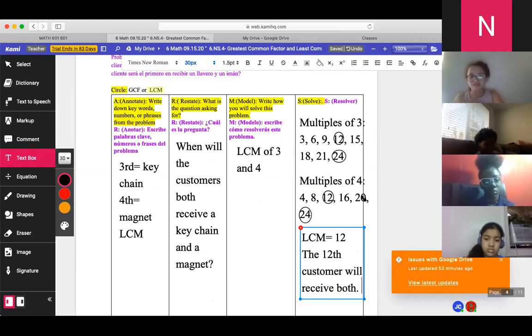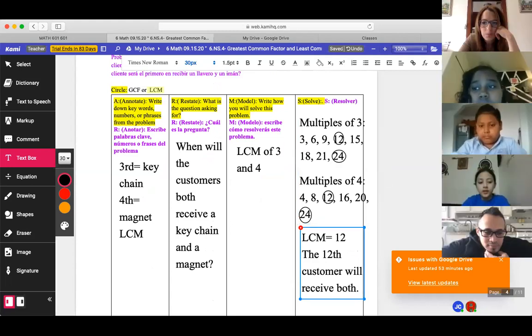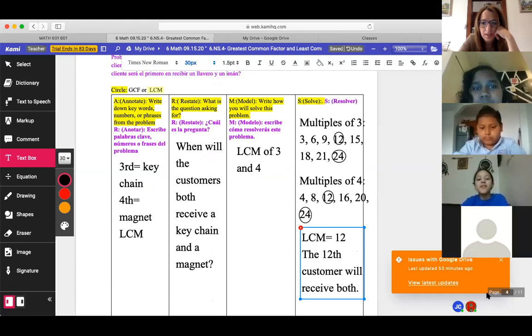All right, does everyone see how Emily got 12? Emily, it's 12 and not 24. Why? Because we're finding the least common multiple. Excellent. The least common multiple, you're right the first time. I know, it all kind of sounds the same, right? Good job. Questions, comments, concerns?